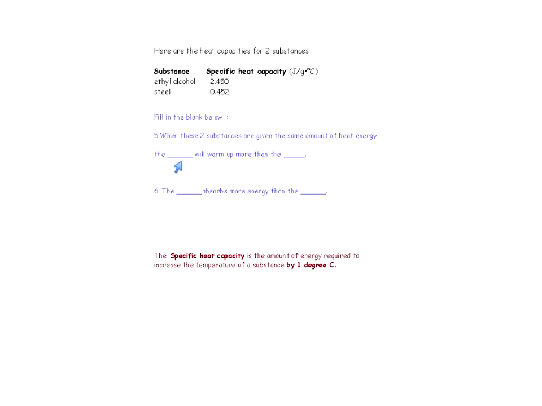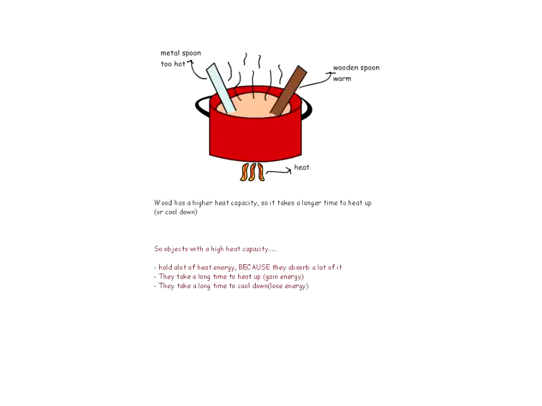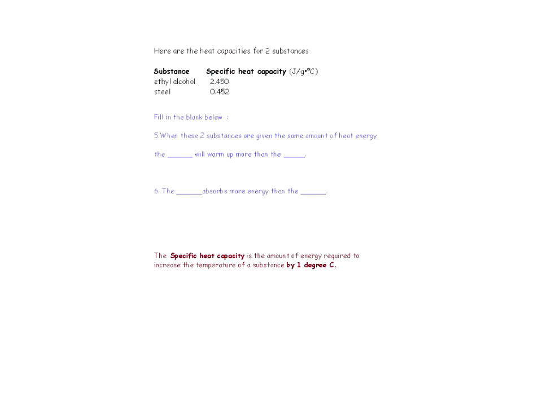Okay, well, remember, the ethyl alcohol has a high heat capacity, so it takes a long time to heat up. Remember, here, the wood had a higher heat capacity, so it took a long time to heat up. It was only warm, and the metal was already hot, because the metal heats up quickly. So again, that's because metal, or steel, has a low heat capacity.